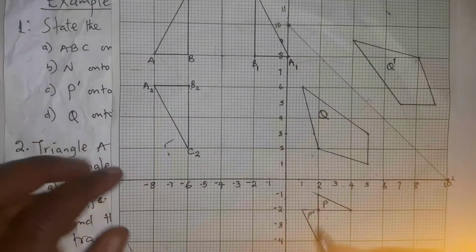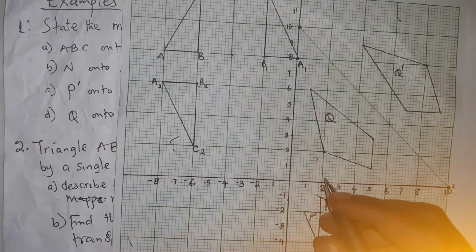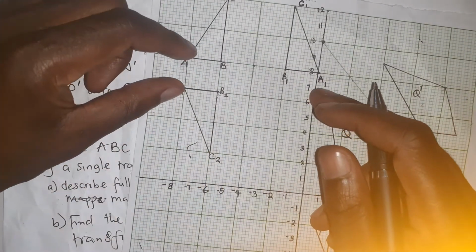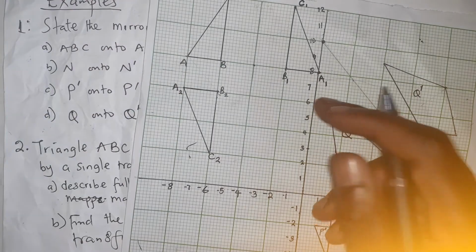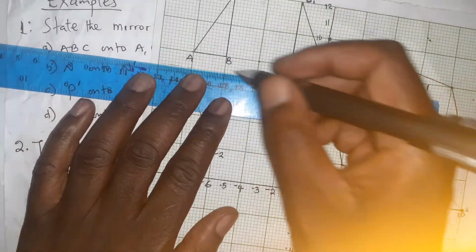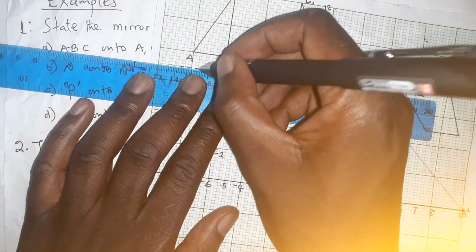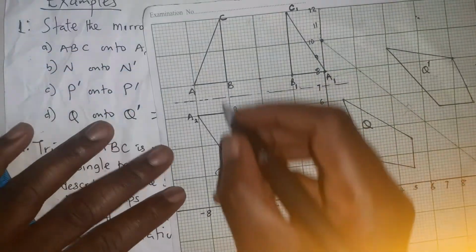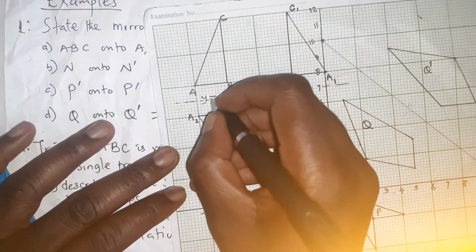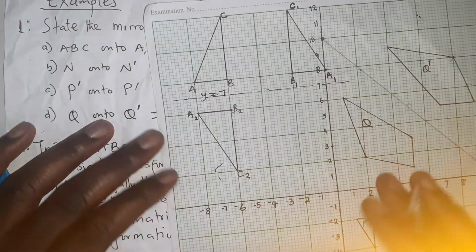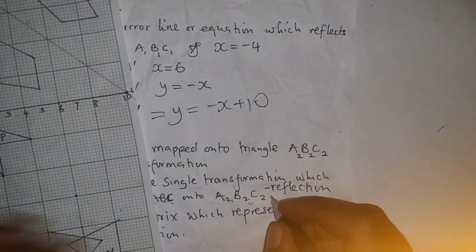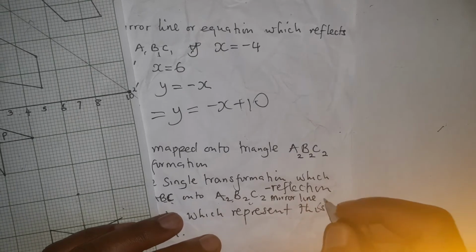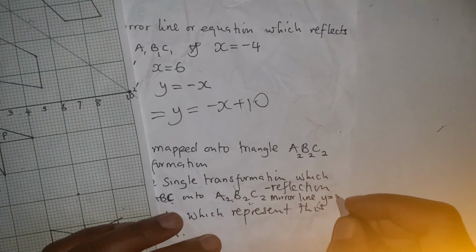Then the second one is going to be the mirror line. Now, at this point, when you look at these two, the middle line here, the middle line here, okay? It's y is equals to 7. So that is the mirror line. Then you can write the mirror line. The mirror line is y is equals to 7.